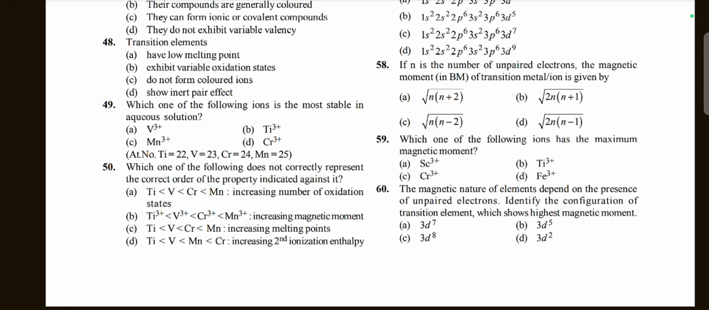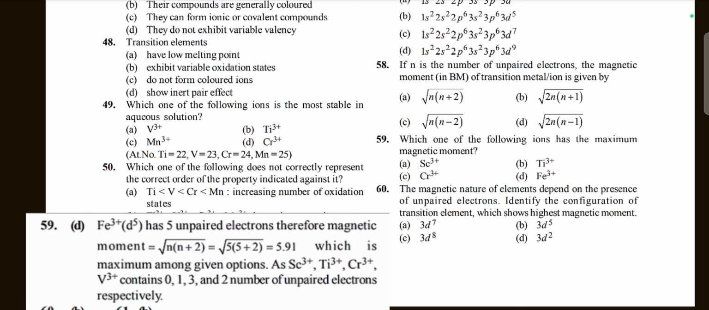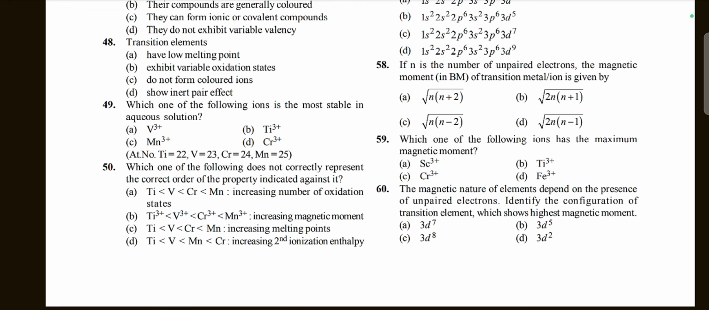59. Which one of the following ions has the maximum magnetic moment? In option D, Fe3+ has the maximum number of unpaired electrons, which is 5, because its outermost electron configuration is d5. So its magnetic moment will be the highest. So option D will be the answer.